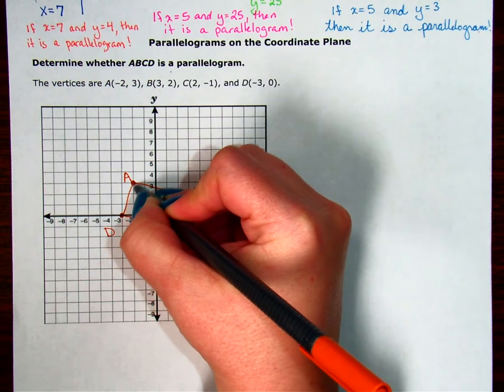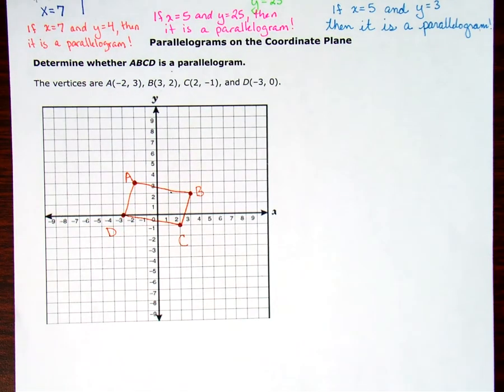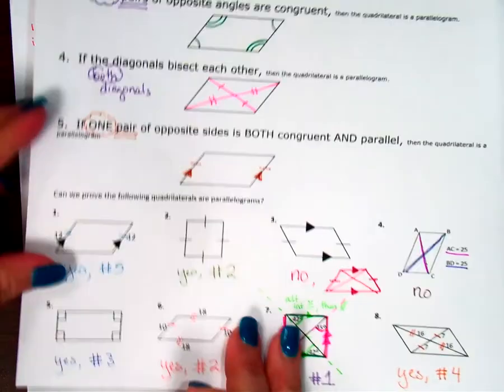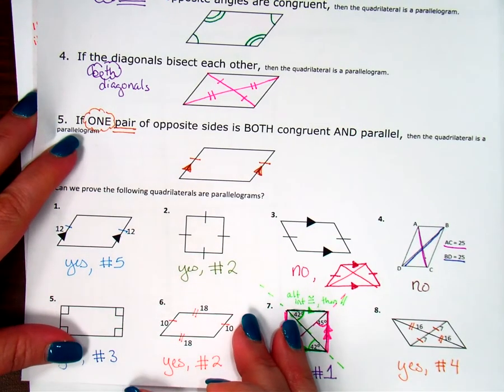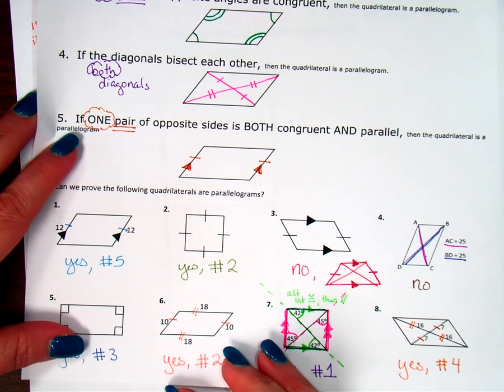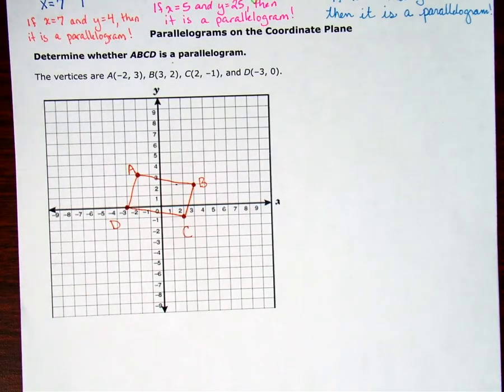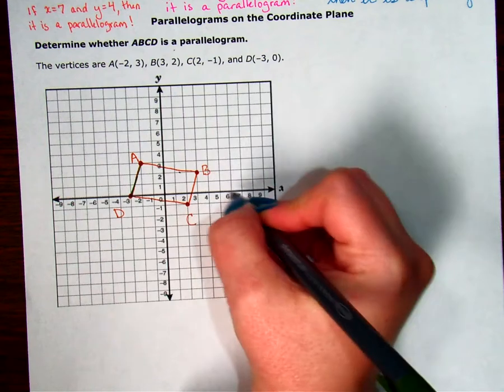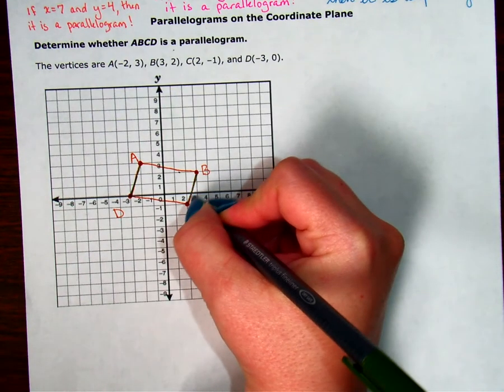Okay. And remember, we have 5 methods of showing that we do indeed have a parallelogram. I'm going to start at the bottom and work backwards. Number 5, if one pair of opposite sides is both congruent and parallel. So if we look at that, I can pick one pair of opposite sides. Let's say I look at AD and I look at BC.